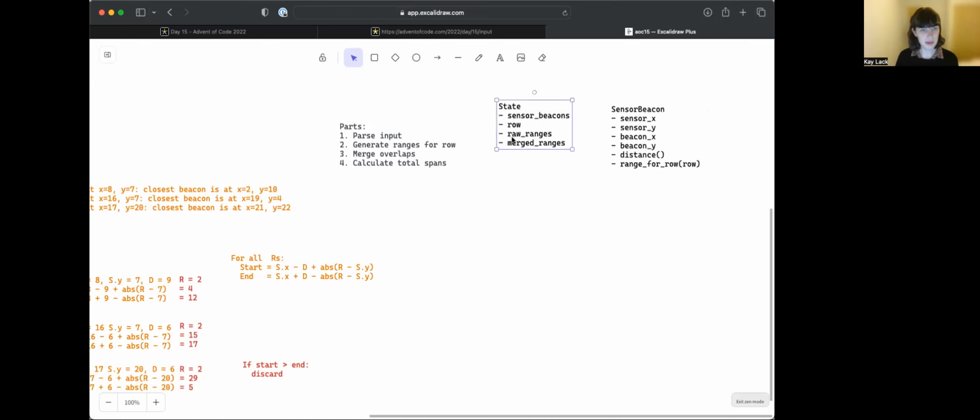So then we can just store these. We can store the row. We don't need to store the raw ranges. We can just merge them.